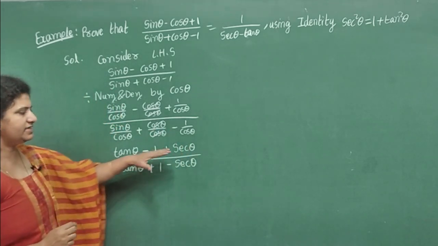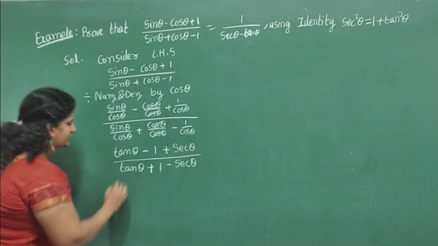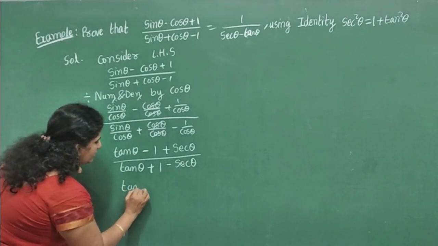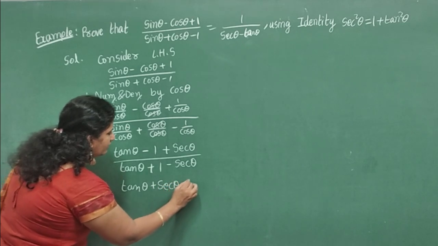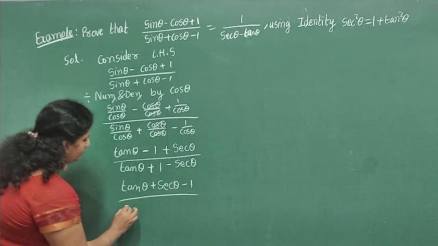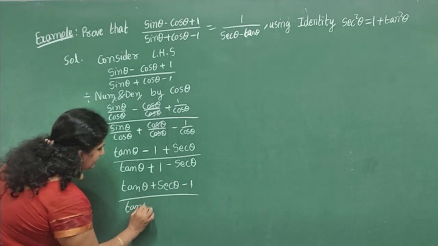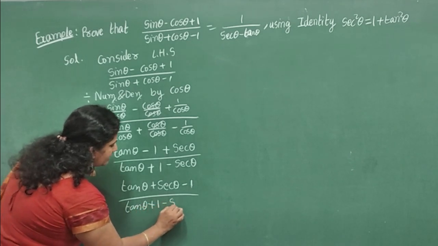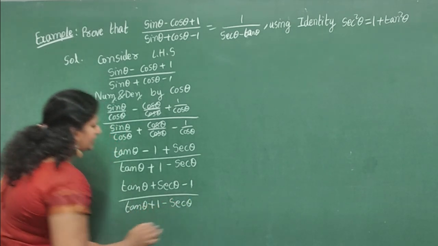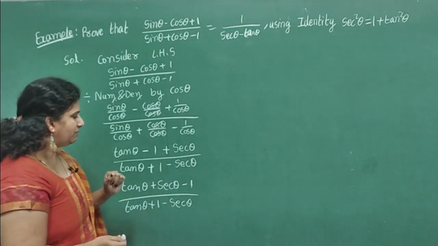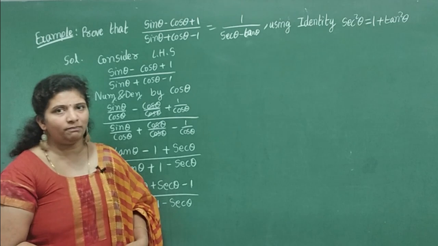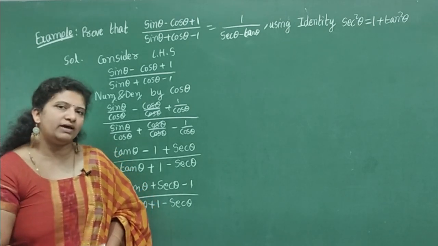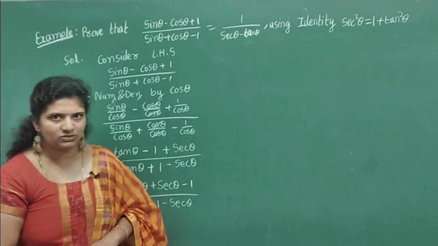So next I am going to rearrange the numerator. See here how I am going to arrange. Tan theta plus secant theta minus 1, divided by tan theta plus 1 minus secant theta. The denominator I am not disturbing. So let me stop here and look at the identity. What are we going to apply in this problem? Secant square theta is equal to 1 plus tan square theta.